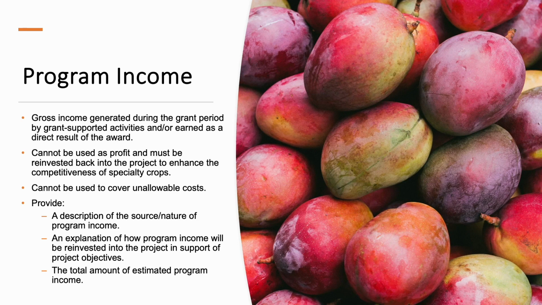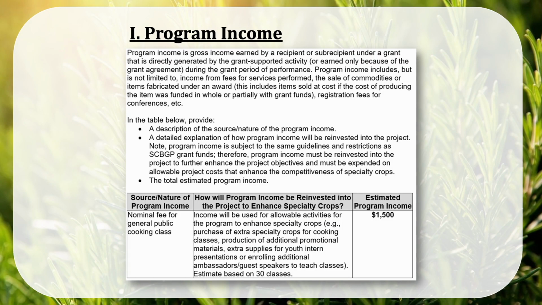In the table provided, include a description of the source of program income or how the project will generate program income and how it will be used to enhance the competitiveness of specialty crops, a detailed explanation of how the income will be reinvested into the project in support of project activities, and the total amount of estimated program income. In this example, the applicant will generate $1,500 in program income by charging a $50 workshop registration fee. The income will be reinvested back into the project and will be used to enhance specialty crops. If your project will generate program income, an explanation of the specific activities that will be paid for with program income must be provided.